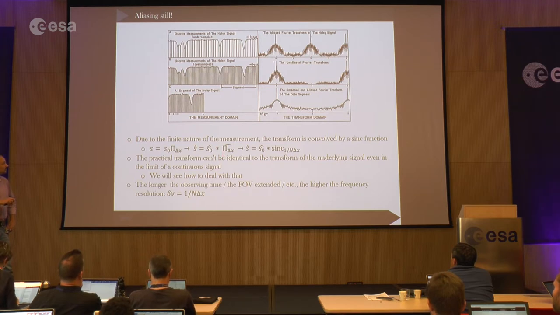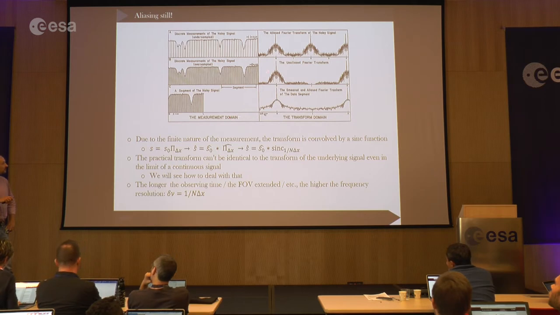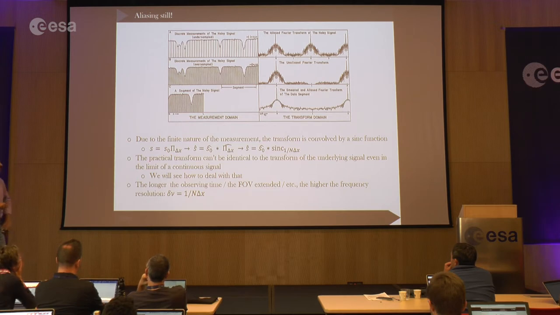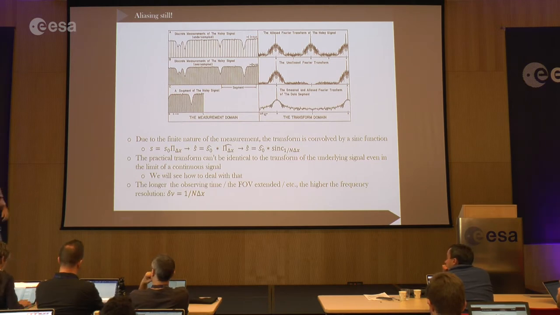Okay? Which means that convolving would mean that you replace each value here by the sync function with the appropriate scaling, which means that you will have leakage of power from the low frequencies to the higher frequencies, and you will basically fill in that gap here. Okay, while you had zero power, you will have some power because you convolve that by the sync function. Okay? So you can deal with that, but that also means that the practical transform can never be identical to the transform of the underlying signal, even in the limit of a continuous signal, because your measurement window is finite. So what you're evaluating is only a proxy for the underlying real transform of your signal.